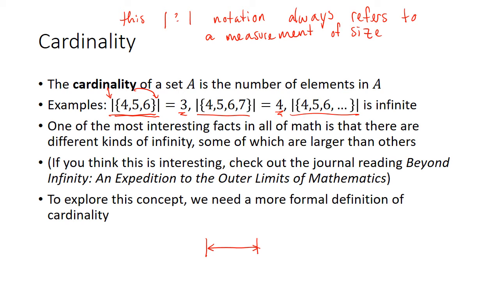But one of the most interesting facts in all of math is that there are actually different kinds of infinity. So what could possibly be meant by that? To explore this concept, we're going to need a more formal definition of cardinality. And if you think this is interesting, then I invite you to check out a book called Beyond Infinity: An Expedition to the Outer Limits of Mathematics, which is one of the journal readings that's up on Blackboard.